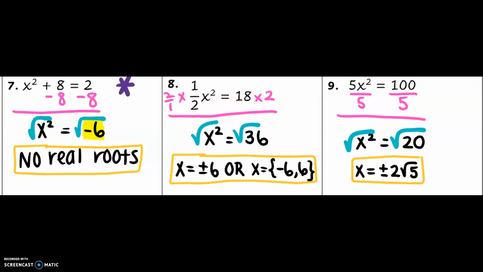Number 8 is pretty straightforward. As for number 9, notice that the square root of 20 does not give us the square root of a perfect square. This is where you need to tap back into what you learned earlier in the year and simplify the radical. When simplifying the radical, you find that it simplifies to 2 rad 5. In this case, it still has a positive and a negative root, and you can leave it as x equals plus or minus 2 times radical 5.